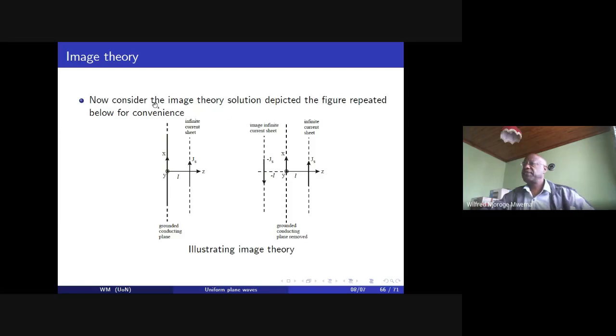Now, the image theory solution is depicted here. All we are saying is that we remove this current here, since it will have an E field pushing it in the X direction in the ground plane. Therefore, for this E field going in the X direction to be 0 at this point, we must have another current sheet that generates an E field at Z equal to 0 that is opposite to that being pushed by the electric field due to this current source. And that's why we have a minus Js going in the opposite direction.